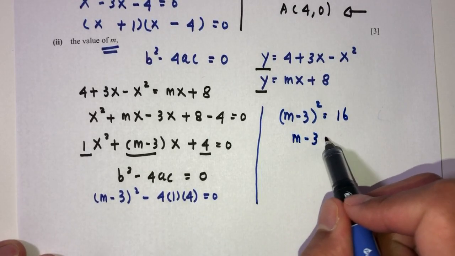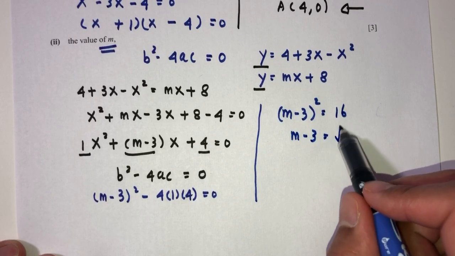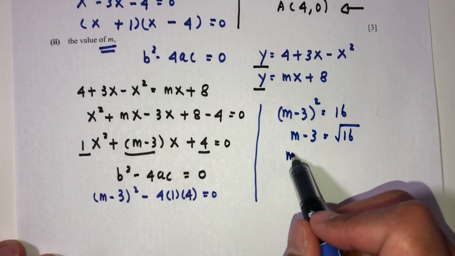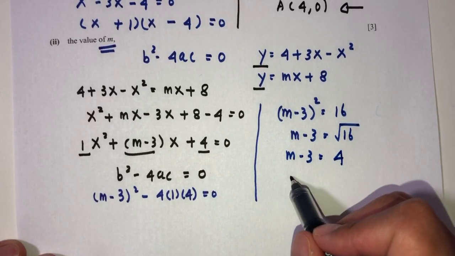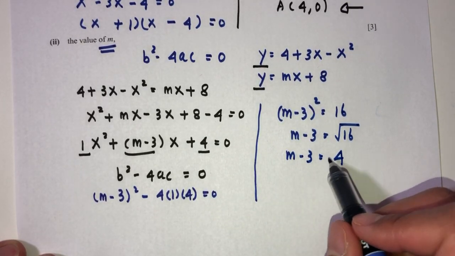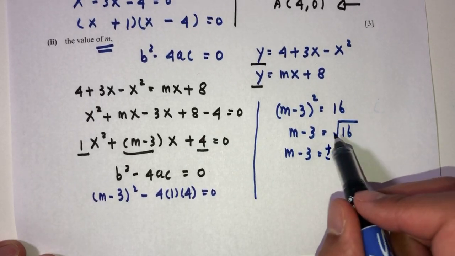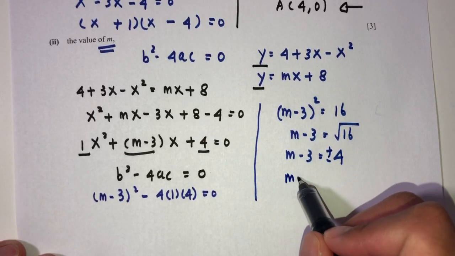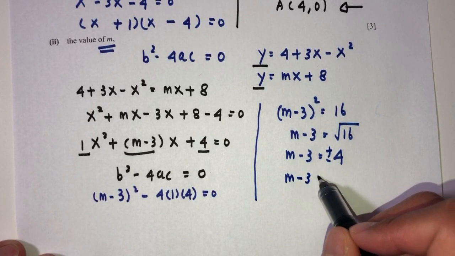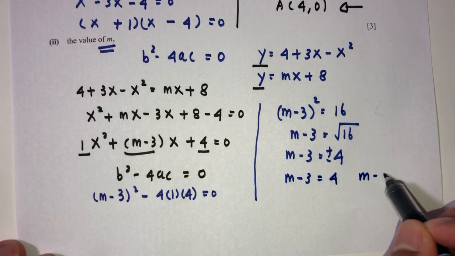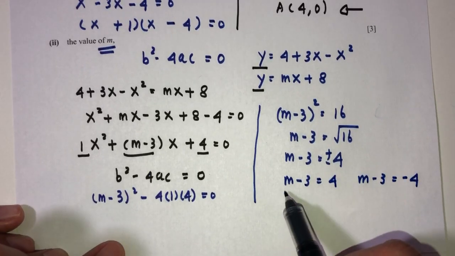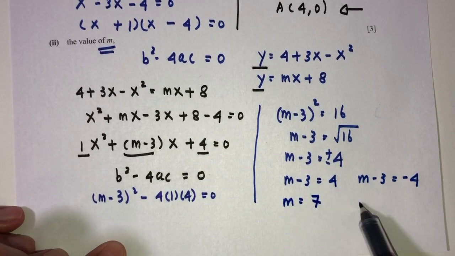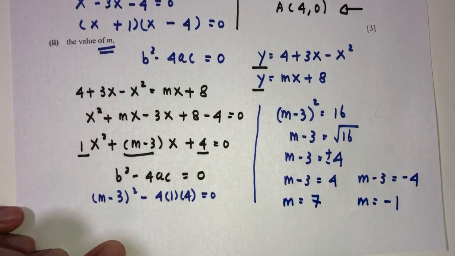So m minus 3 is root of 16. M minus 3 is the value of 4. Or it can be plus or minus, because of the square root. So m minus 3 can be 4, or m minus 3 can be minus 4. So here m will be 7, or m will be minus 1.